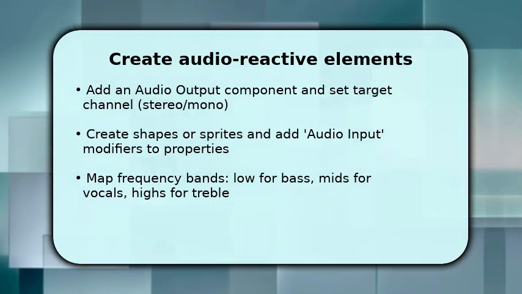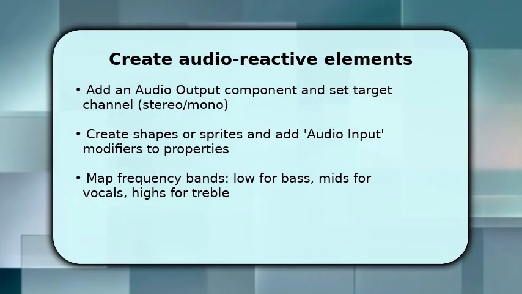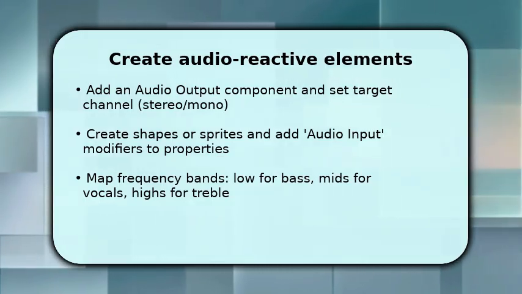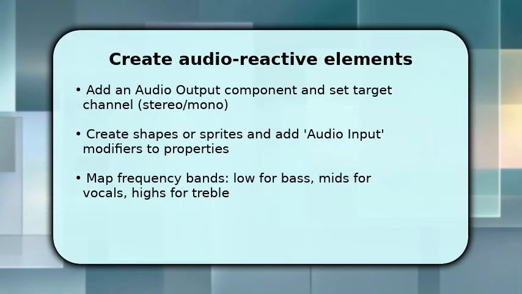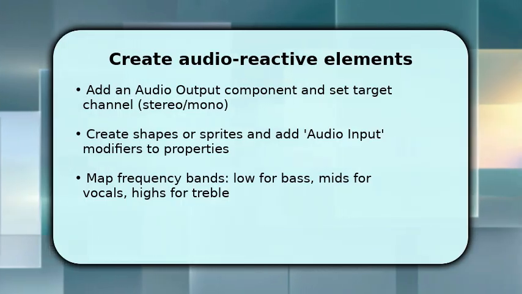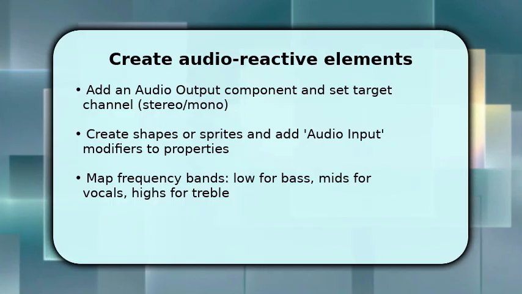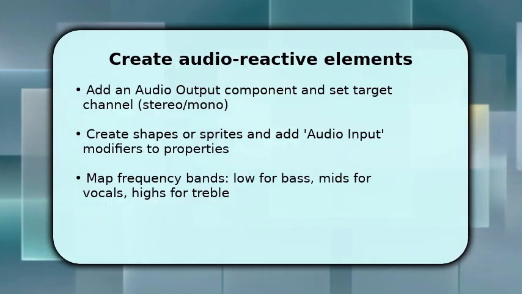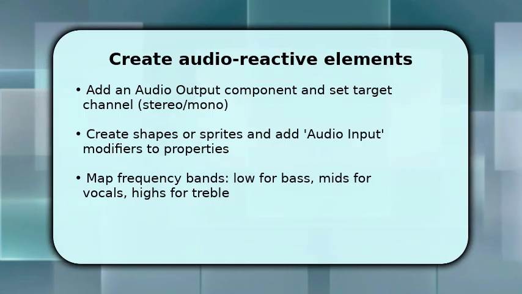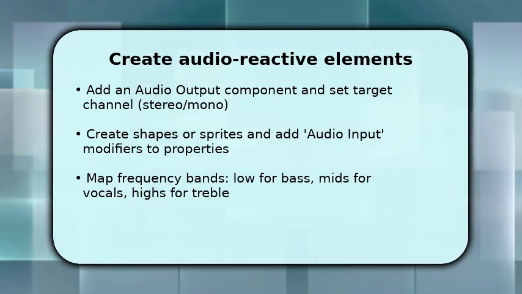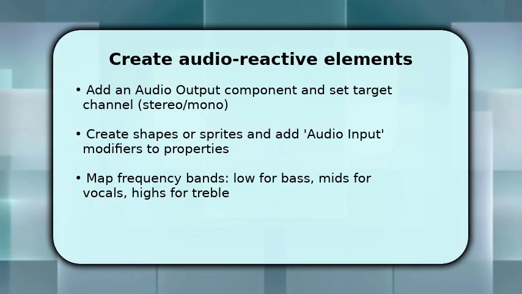Then create shapes or sprites you want to animate and attach audio input modifiers to their scale, opacity, or color. Make sure to map frequency bands intentionally. Use lows for big motion, mids for body, highs for sparkle, because that determines how visuals respond. Also adjust sensitivity and smoothing to avoid jittery motion. Small tweaks make a big difference.